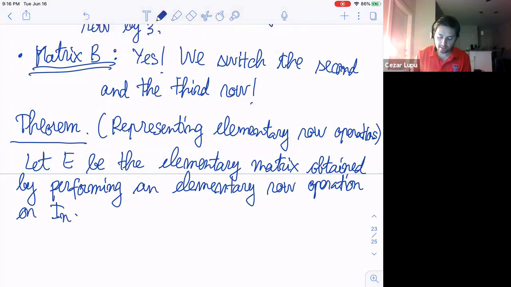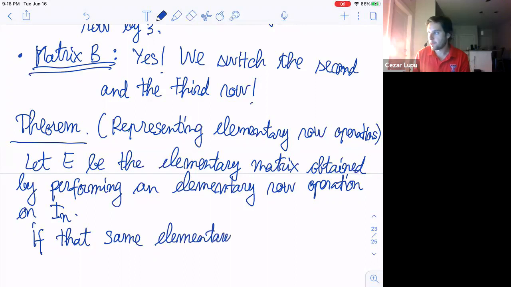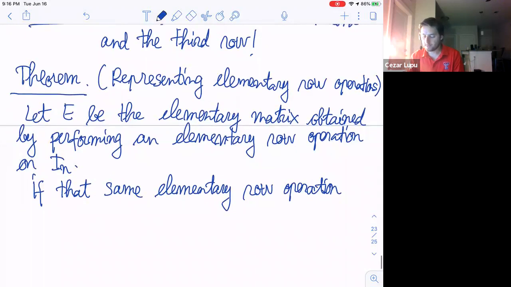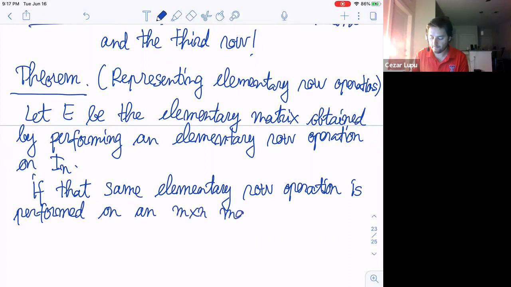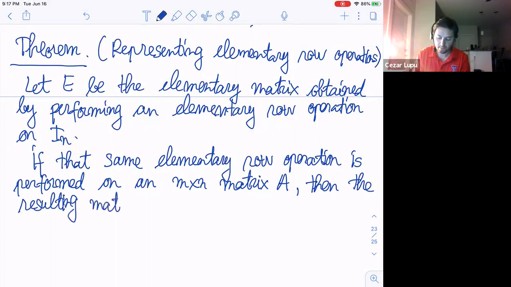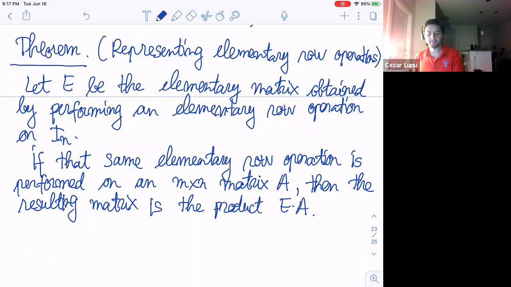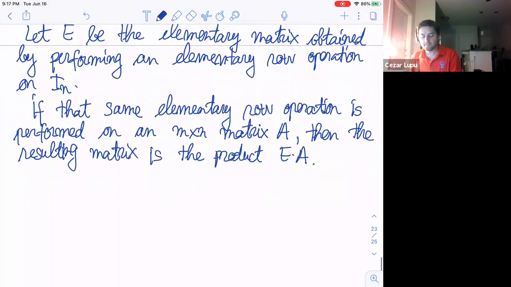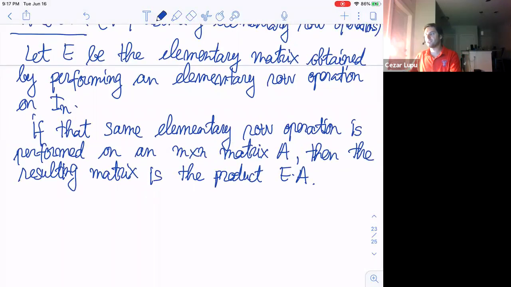If that same elementary row operation is performed on an m by n matrix A, then the resulting matrix, guess what, is the product EA. That elementary matrix times A.